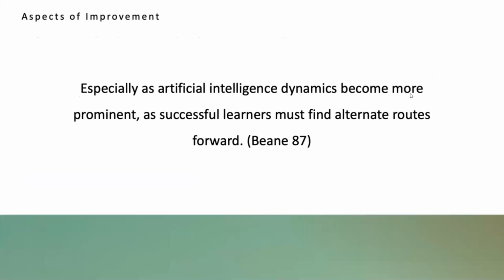In addition to the aspects of improvement, the patient's health and care are the two main important things that surgeons look for, especially as artificial intelligence dynamics become more prominent, as successful learners must find alternative routes forward, says Bain. The aspects of improvement are a good sign whether our artificial intelligence has encountered something bad or good, as improvement means that artificial intelligence is getting somewhere in improving the performance of surgery.